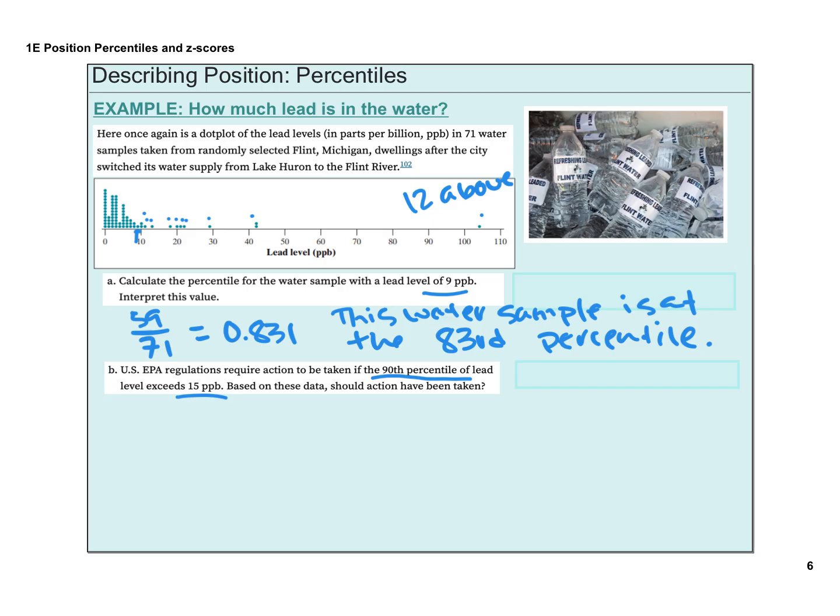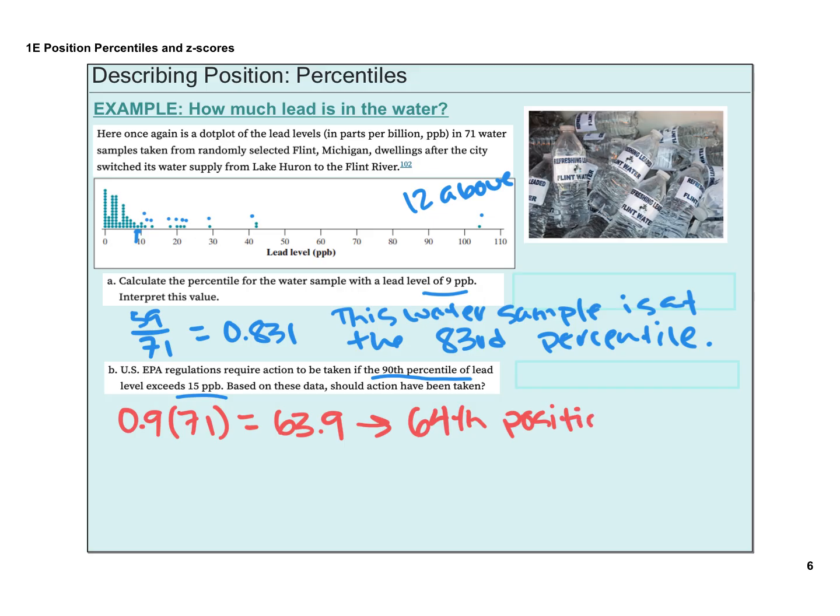So if I need to know if I take action here, I need to know what is my 90th percentile. To get your 90th percentile, you're going to take 0.9 times the 71 observations to figure out what position is needed. Again, this is about position. So when I do 0.9 times 71, I get 63.9. And that means I'm going to look at the 64th position.